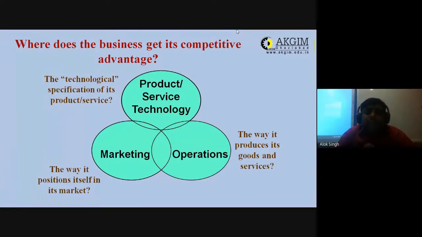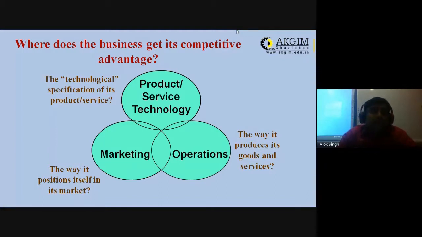Similarly, during operations you need to design capacity. Means you have marketed a lot, but if you have not designed optimum capacity based on the demand that is going to arise, you will not get the profit that you want to get. So you need to focus on the operations part, marketing part, and product or service technology part simultaneously. That's why these three functions are known as core functions of an organization, that can give you a competitive advantage.